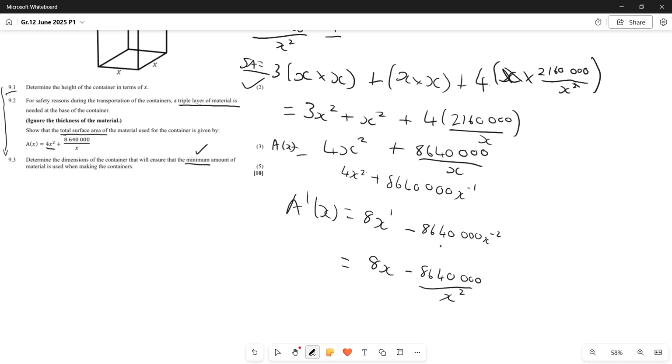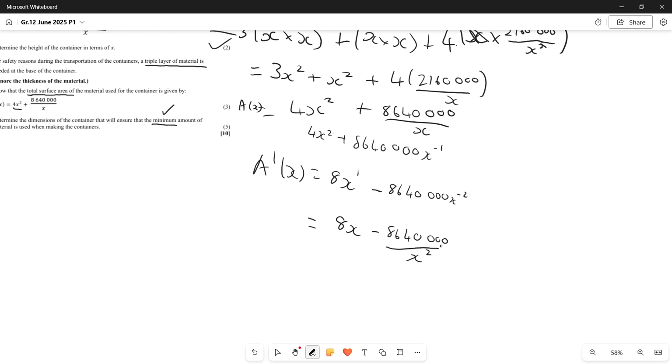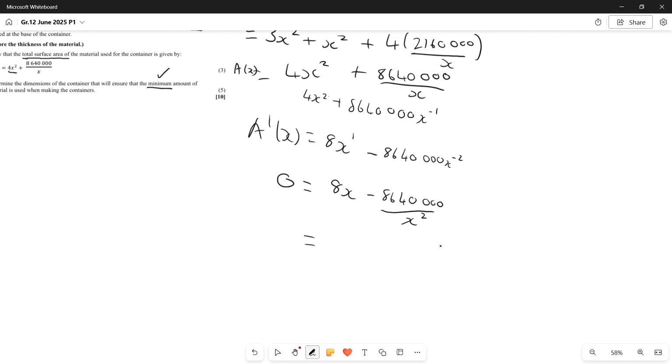And now we are saying determine the dimensions of the container that will ensure the minimum amount of material is used when making the containers. And all we do here is we make it equal 0 and then we go ahead and we solve for the values. So what we're going to do is we're going to times an x squared up top. So we have 8x cubed minus 8,640,000. So we have these two, and this means this isn't some sort of quadratic or anything like that, because we have a cube here.